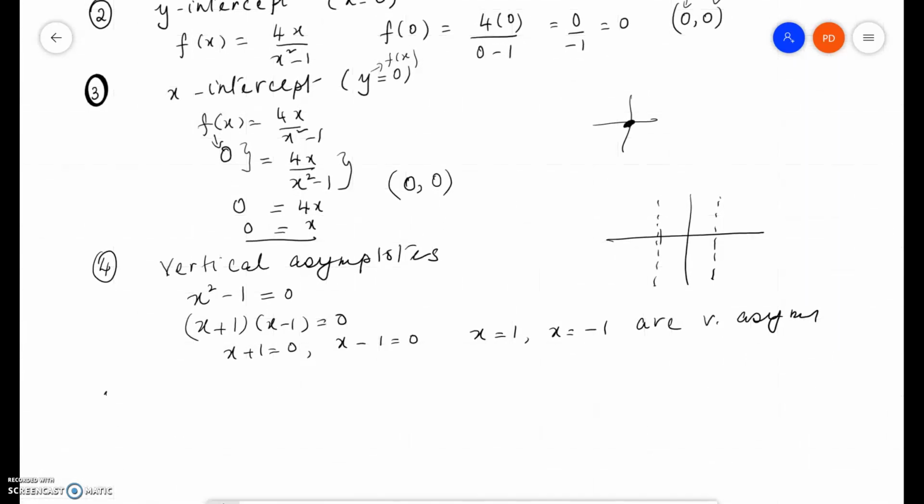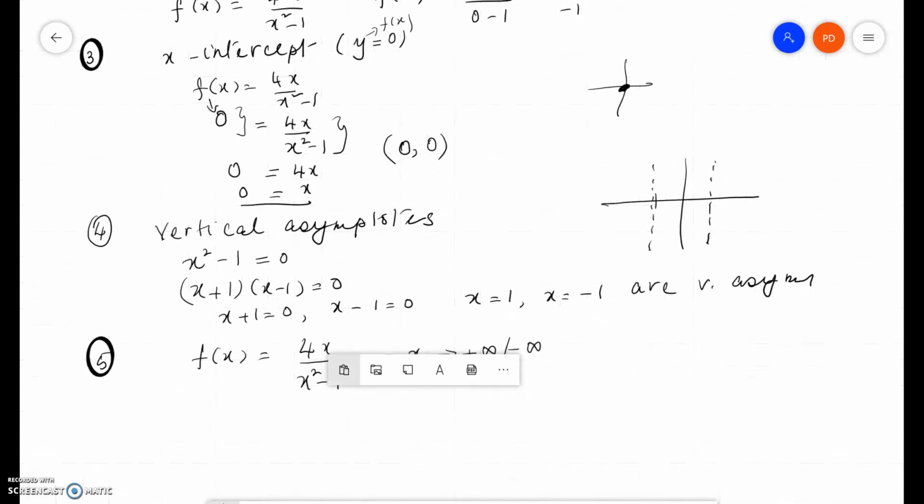Next, let's see if the graph has horizontal asymptotes. So f of x is equal to 4x over x squared minus 1. We're thinking about what would happen if x approaches either positive infinity or negative infinity. So what is the end behavior of this function? Now the degree of the numerator is less than the degree of the denominator. So by rule, we know that y equals 0, which is basically the x-axis, is a horizontal asymptote.